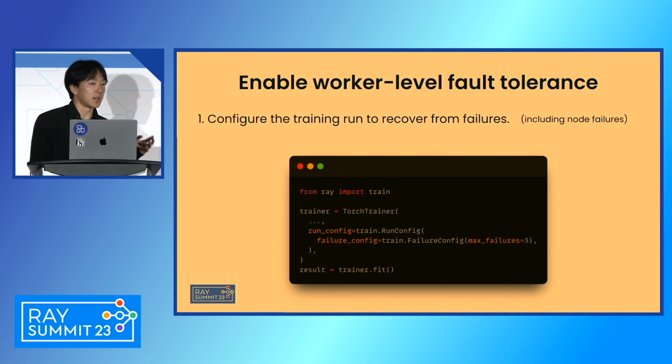In order for this flowchart to happen in practice, it requires a few configs. The first one is to enable worker level fault tolerance using this failure config. This max failures equals 3 basically tells you how many times I want to retry in the event of training or node failures.